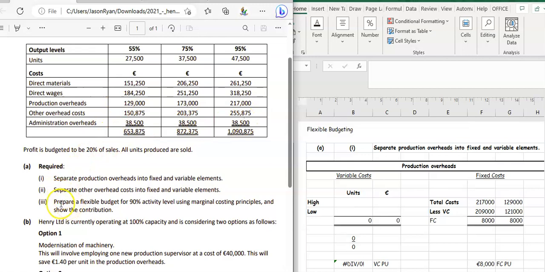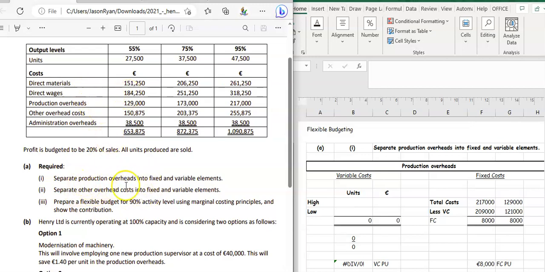And then when we come down to prepare flexible budgeting, we're also going to have to find out what our variable cost is for direct materials and direct wages. So direct materials and direct wages are going to be variable, depending on how much material we're going to use and how many employees we're using to produce those products or those units.